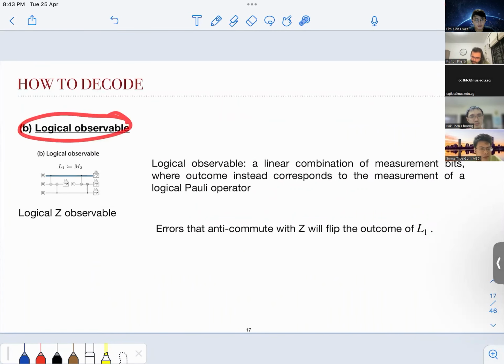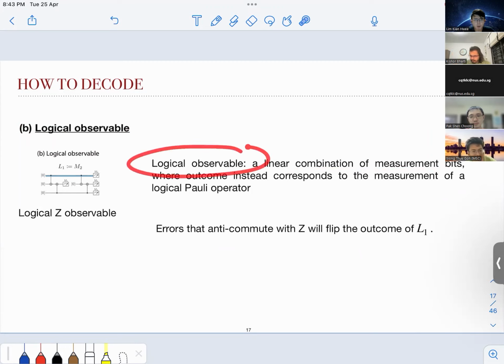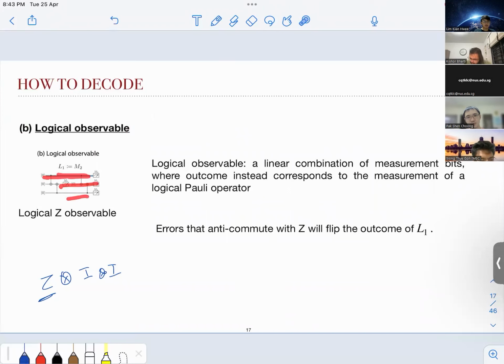Next, there is the notion of a logical observable. In the case of a circuit, it's nothing but a linear combination of measurement bits. Many of you must be playing with Qiskit and other tools, and that's how you can construct your logical observable. Here, you can say that this is your logical observable. Let's say you denote this measurement as your logical observable, because your logical observable in a repetition code is Z tensor I tensor I. So we are just interested in performing a Z measurement here and identity everywhere else. The errors that anti-commute with the Z will flip the outcome of the logical observable L1.